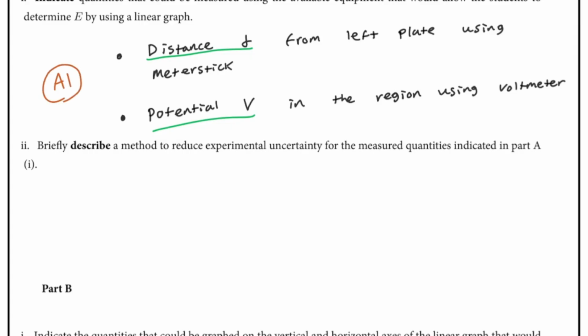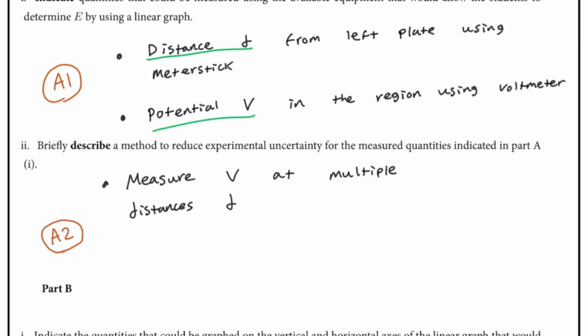A2, describe a method to reduce uncertainty. Measure the potential at multiple locations. That is your easiest way to get the uncertainty point. Do not overcomplicate it. It's just take multiple measurements, do multiple trials. You can vary the distance, do multiple trials at the same distance. It doesn't matter as long as you're doing multiple things.